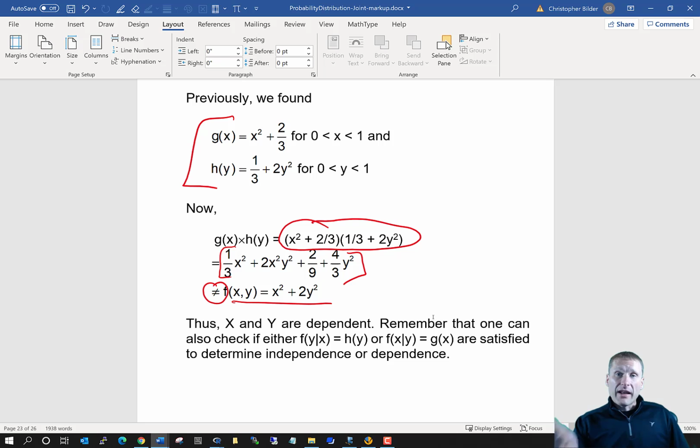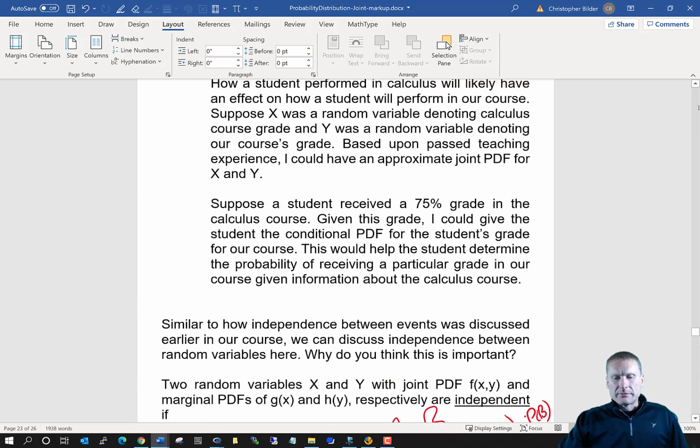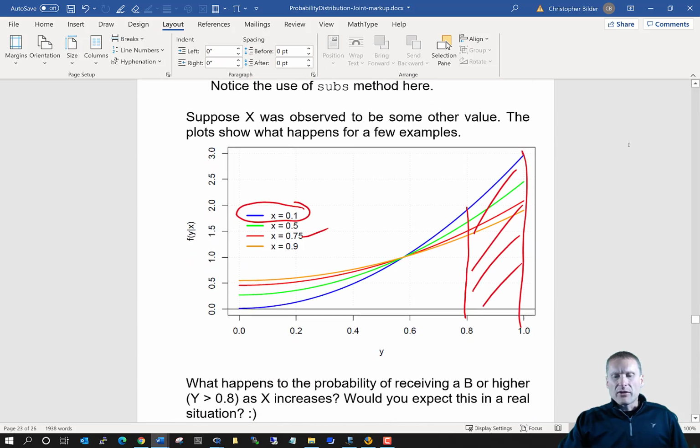So it depends upon what x is; y is going to change. And we saw that before. In fact, let me go back. We saw that in that plot.